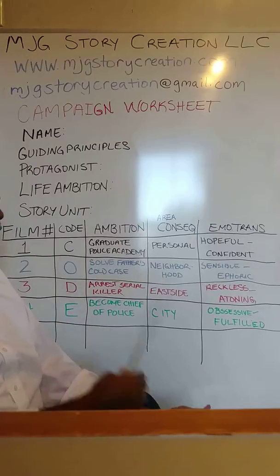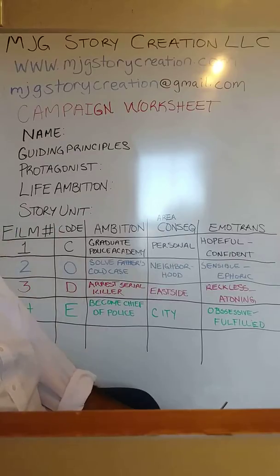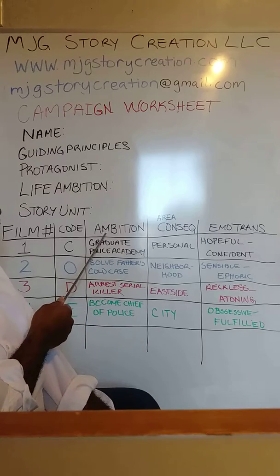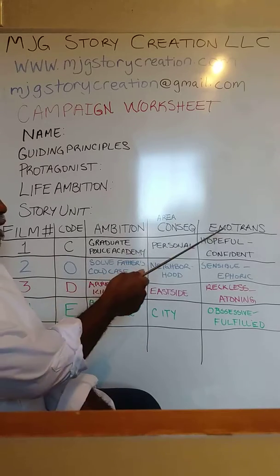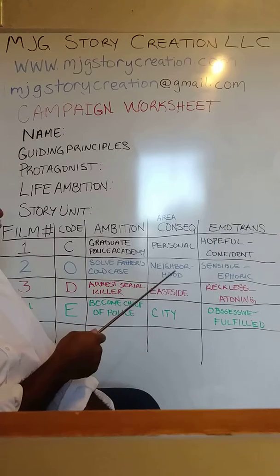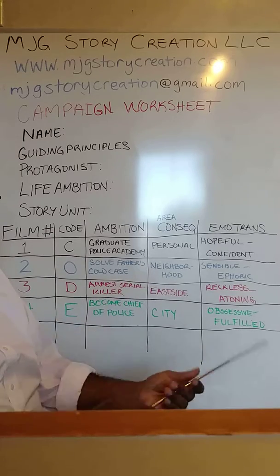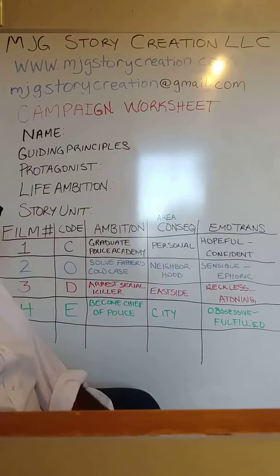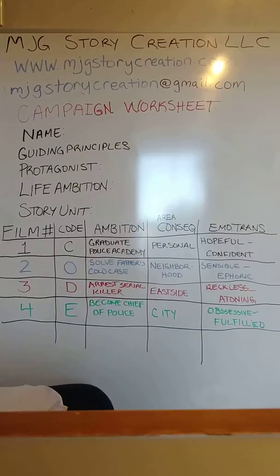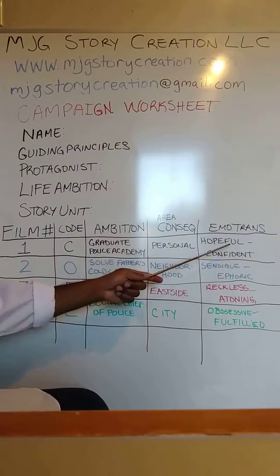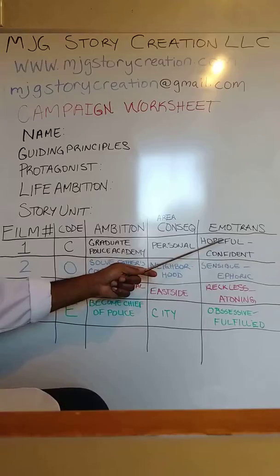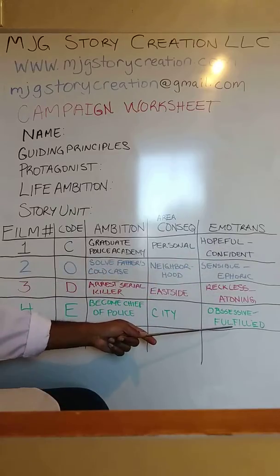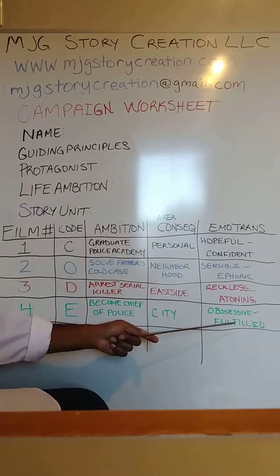Now we come down to the actual campaign portion. And if you recall, with a campaign, you need ambition, area of consequence, and emotional transition. All of these need to progress and become larger as the story goes on. So when we're looking at all 4 movies, we can see that the emotional transition starts from hopeful and goes all the way up to fulfilled, which makes sense.